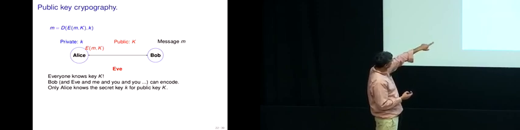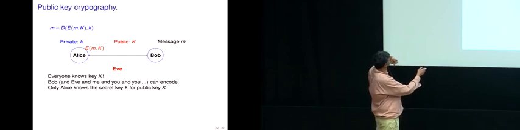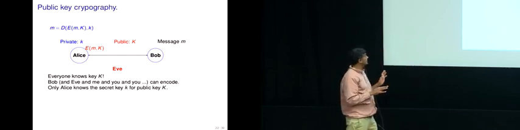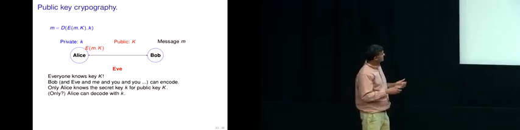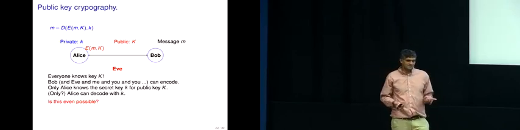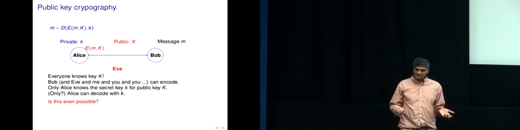So only Alice knows the secret key, though. That's the idea. There's this little blue thing here that nobody knows. And somehow with that secret information that only she knows, she can decode. Is this even possible? Does this make any sense? This is just a mad, crazy scheme.